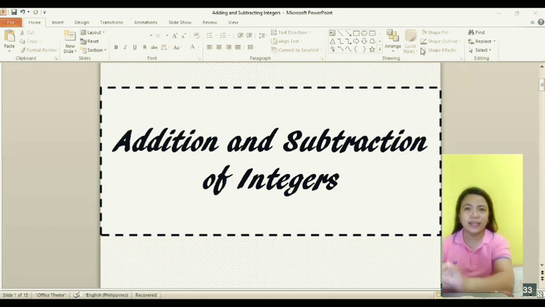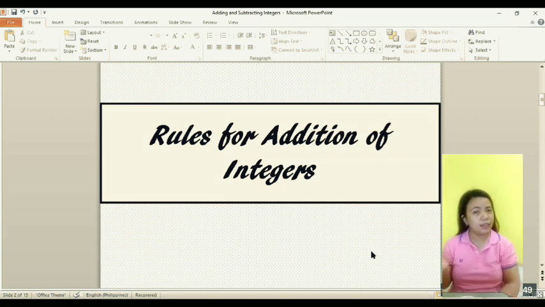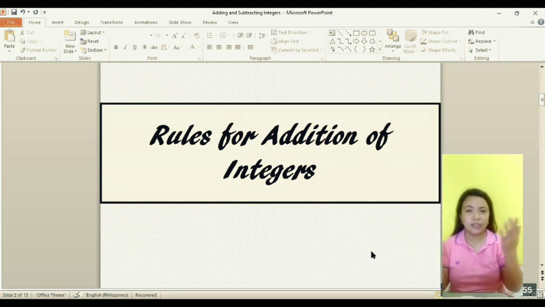So first, let's have the addition of integers. For addition of integers, we're just going to follow two rules. One is for the like signs, which is positive and then positive, or negative and then negative, and the other one is for the unlike signs. They are just positive and then negative. So let's see what are the rules that we're going to follow.